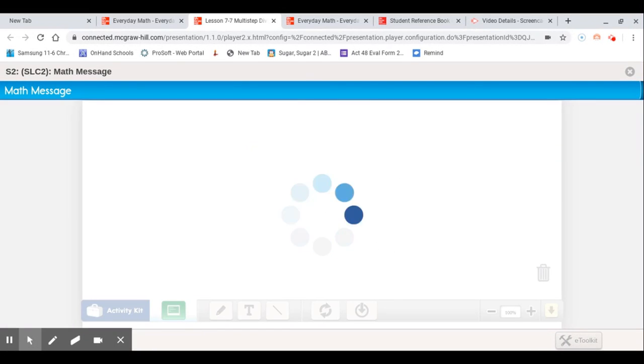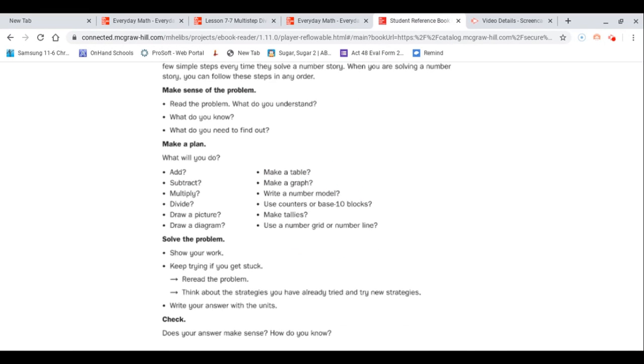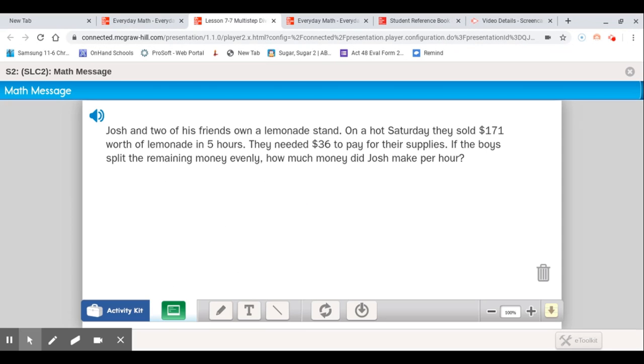Let's clear that. We're going to take a look at our student reference book because it's giving us some ideas of some things that we need to do when we solve these problems. First of all, you want to make sense of the problem. Read it. What do you know? What do you need to find out? Then we're going to make a plan. What's going to be the best way to do that? Making a picture, a graph, a table. Are we going to add, subtract, multiply, or divide? We're going to solve the problem, showing work, and then we're going to check and see if it makes sense. So let's take a look at another problem.